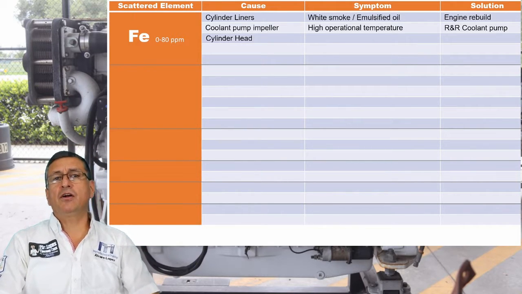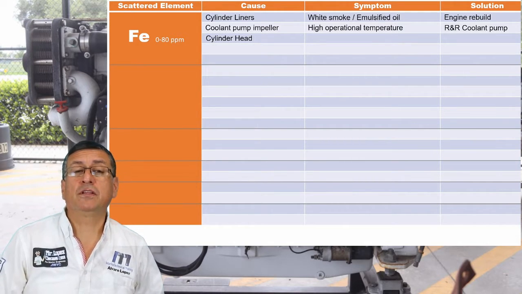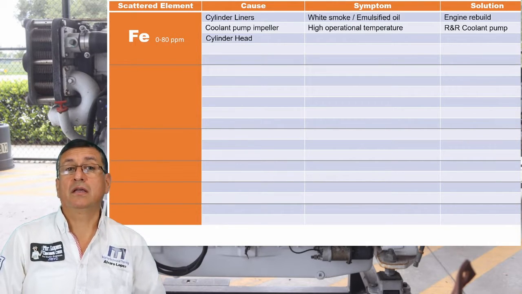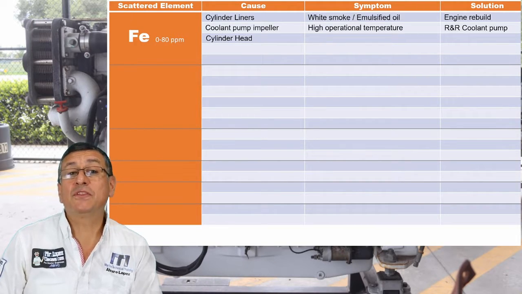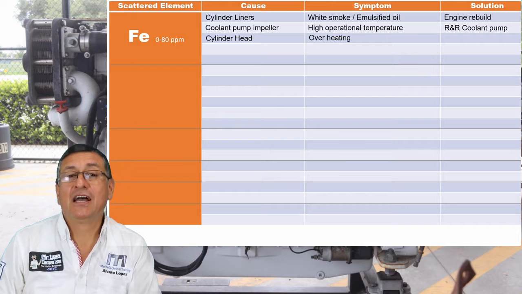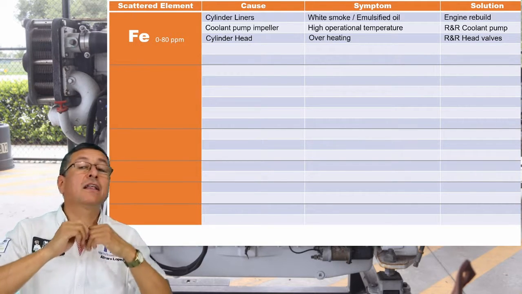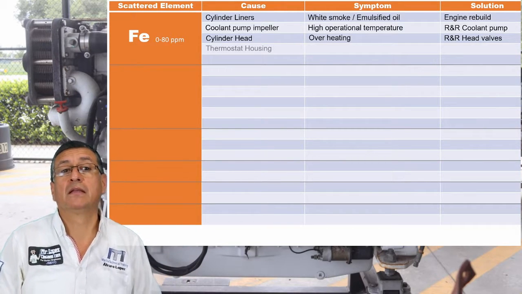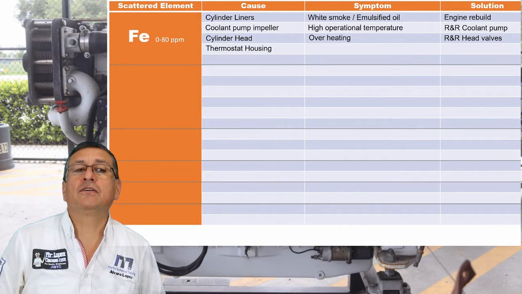Another element with high iron content is the cylinder head. Of course, the majority of the diesel engines have cylinder heads in a ferrous alloy, a special steel. Alright, what happens with the cylinder head? What is the symptom? Overheating, high temperature, temperature over the normal. What is the recommendation? Remove the cylinder head and repair it, send it to the machine shop, or replace it. I recommend replace.